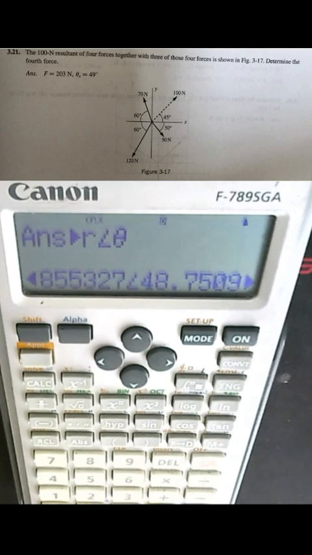Okay, so by rounding off now, we will get our final answer. F is equal to 203 Newton, and the angle from the positive x-axis is 49 degrees. So that will be all.